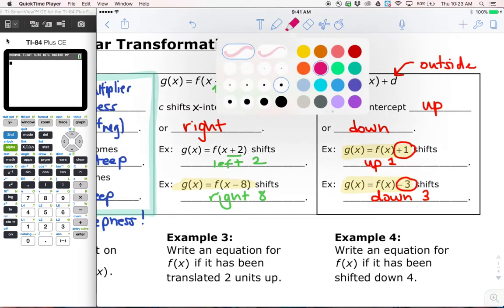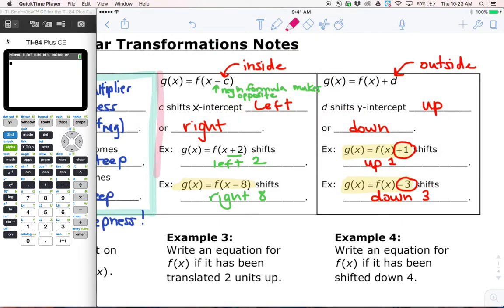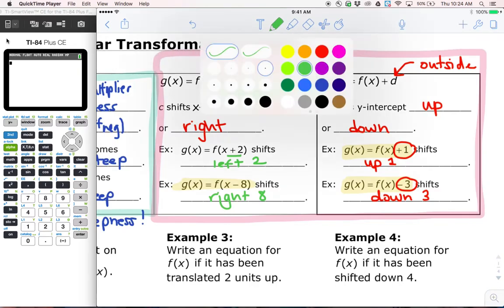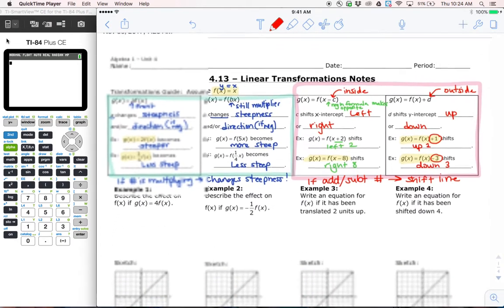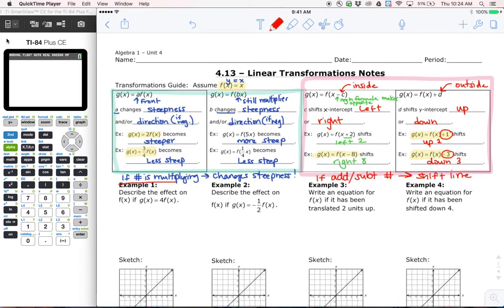So let's summarize what we did in these last two boxes. We did not change steepness this time. We changed the placement of the graph. So let's summarize this: if adding or subtracting a number, then we shift the line. Let's compare that. When the number is multiplying, we're changing steepness. When the number is being added or subtracted, we're shifting the line somehow.